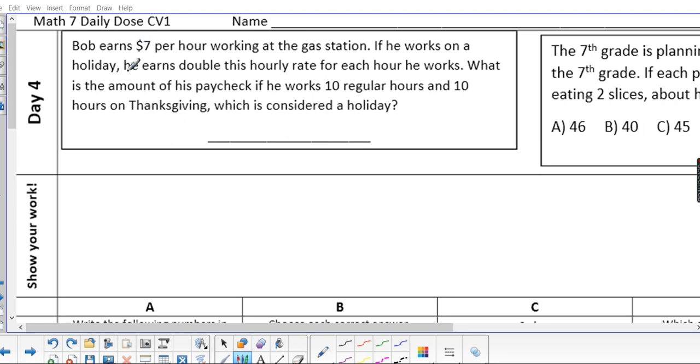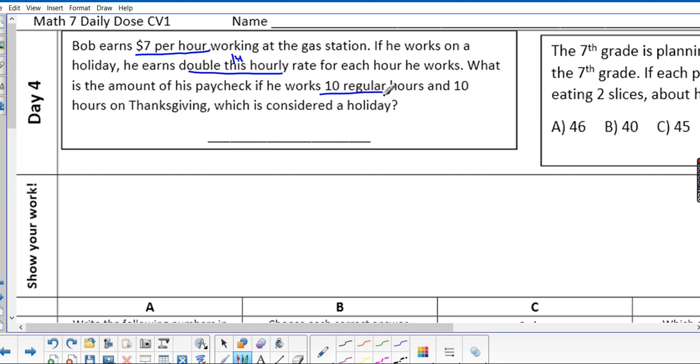So let's mess with this right here. Bob earns $7 per hour. If he works on a holiday, he earns double this hourly rate. I'm going to go ahead and write 14 for each hour he works. What is the amount of his paycheck if he works 10 regular hours and 10 hours on Thanksgiving, which is a holiday?